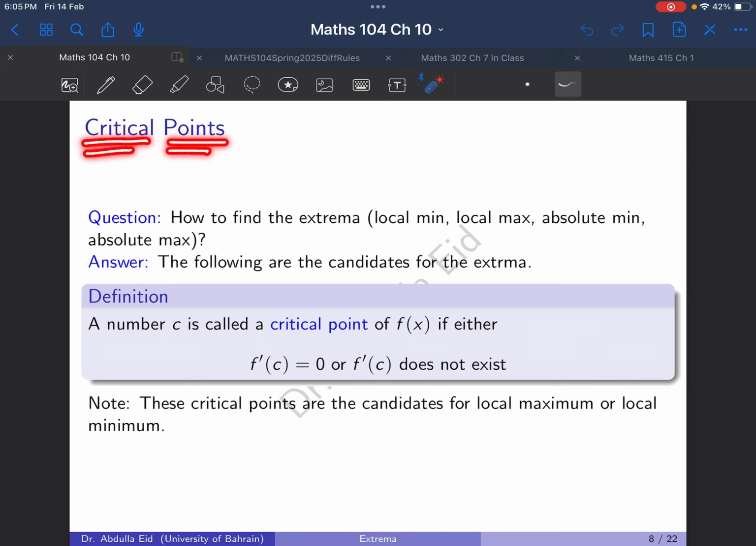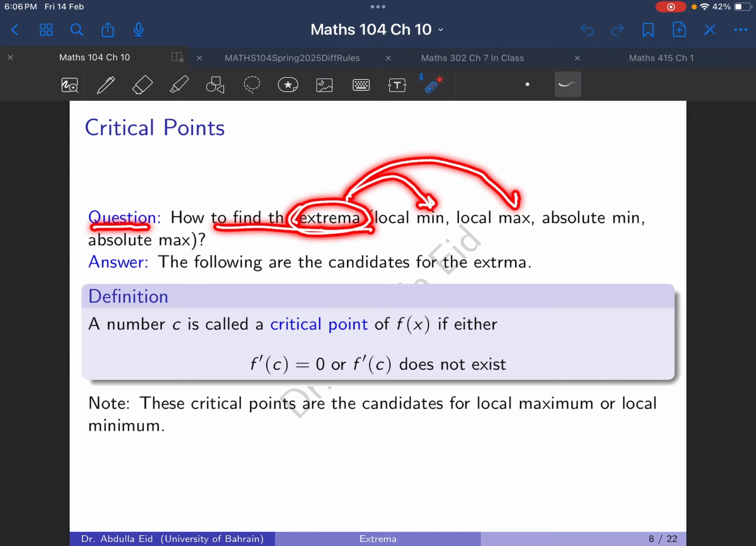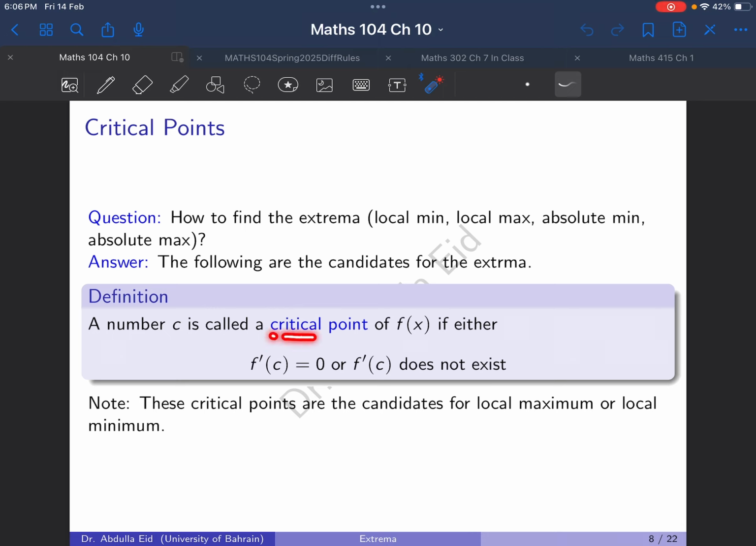Now, in our topic today, first of all, we will learn to find what we call critical points and critical numbers. Those critical numbers are very important. The first question is how to find the extrema. Extrema means local maximum and local minimum, absolute maximum, absolute minimum. How are we going to find them? We find them using the critical points. So first of all, we need to find the critical points, and then we will check if each corresponds to a maximum or a minimum.